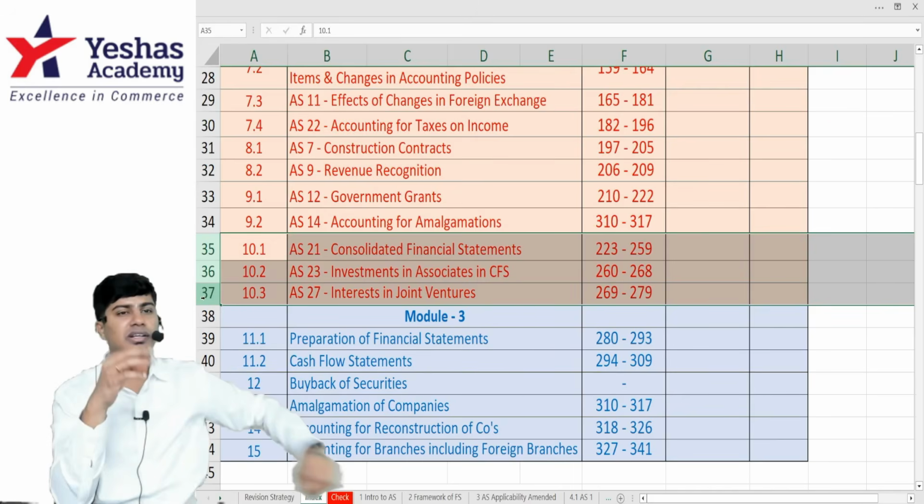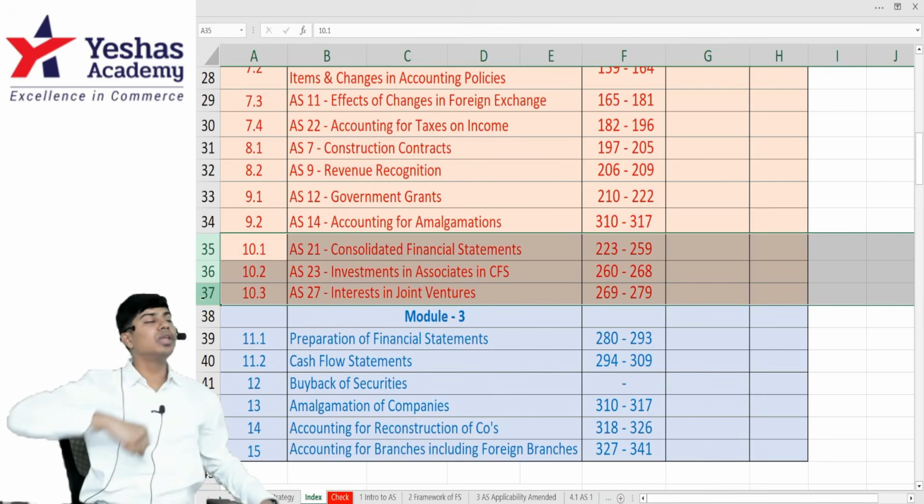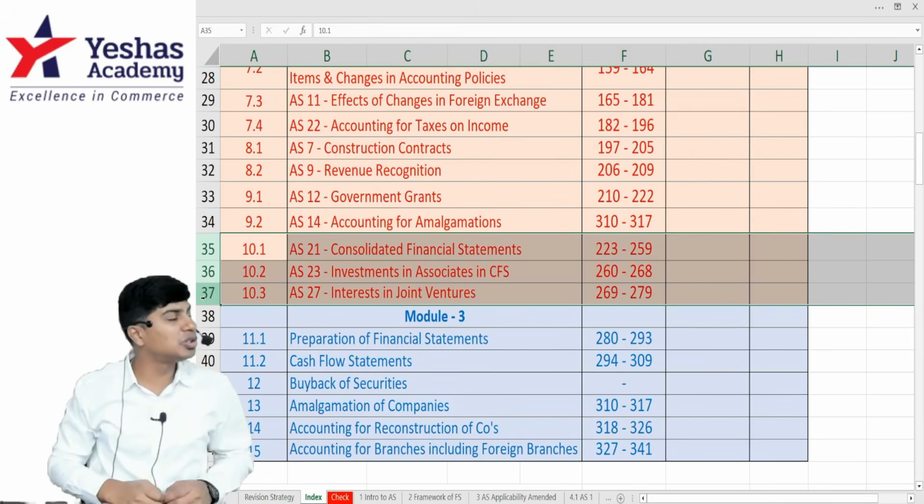Are you getting it? In each of the cases, how should the holding company do the accounting for subsidiary? How should the holding company do accounting for associate? How should the holding company do accounting for joint venture?